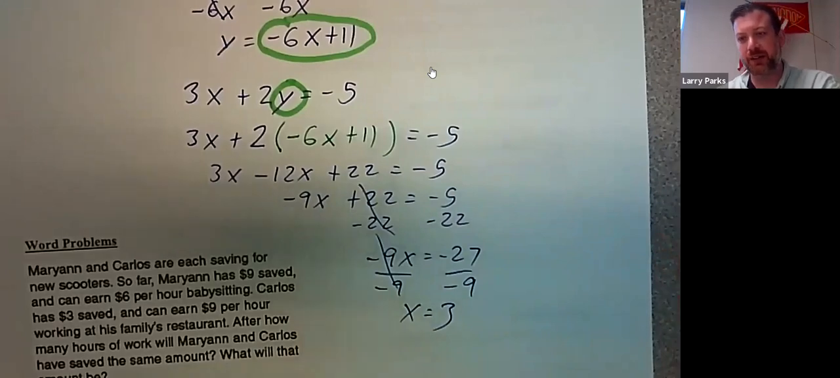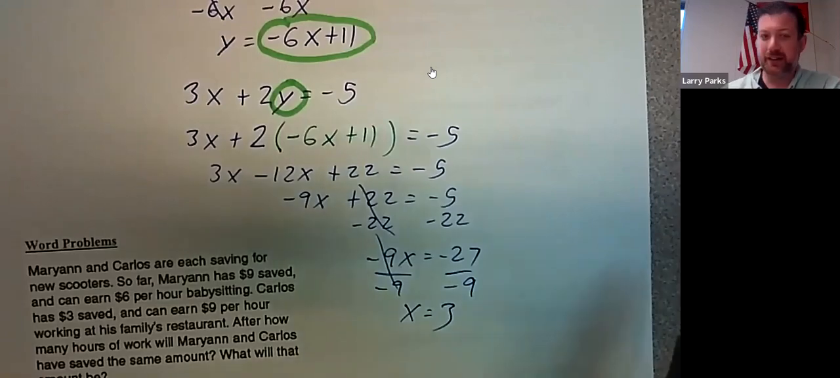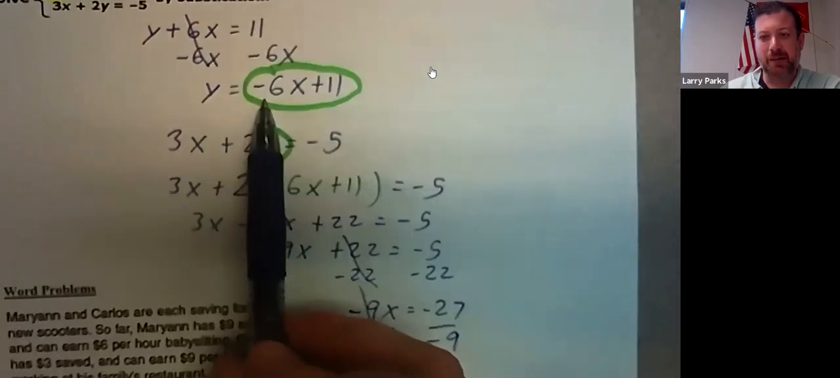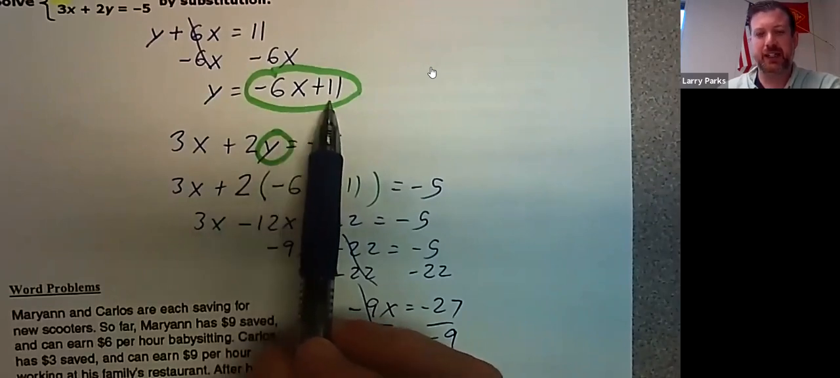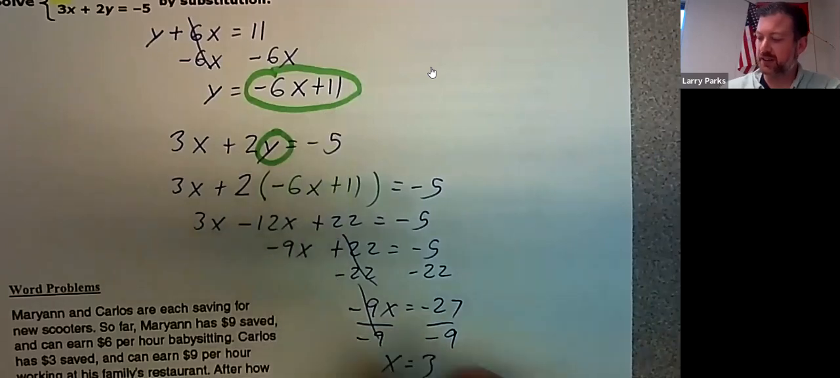And again, I know I went through that kind of fast on purpose. So that's the x value. To find the y value, I'd plug it in, probably to this one. Negative 6 times 3 is negative 18. Negative 18 plus 11 is negative 7. So I would say solution 3, negative 7.